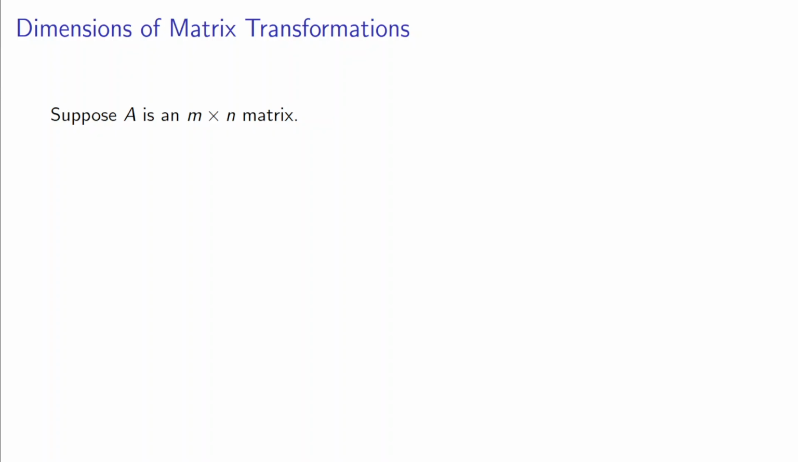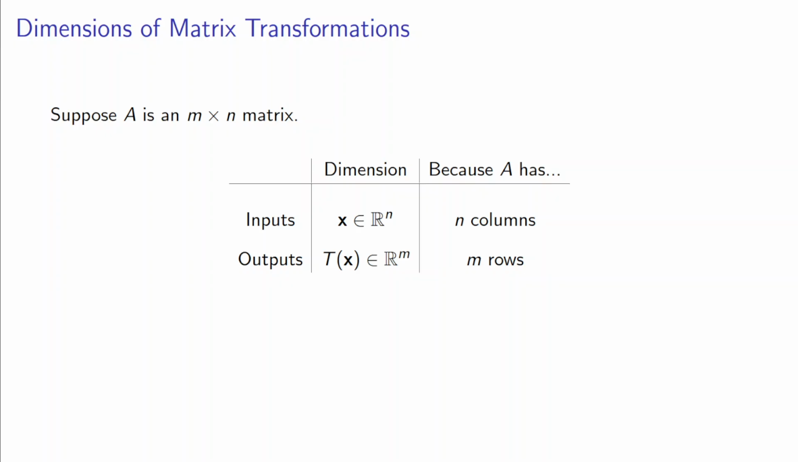Generalizing this a little bit, if we have an m by n matrix, then the input vectors would be in Rn, and the output vectors would be in Rm. And so T would take vectors in Rn to vectors in Rm.